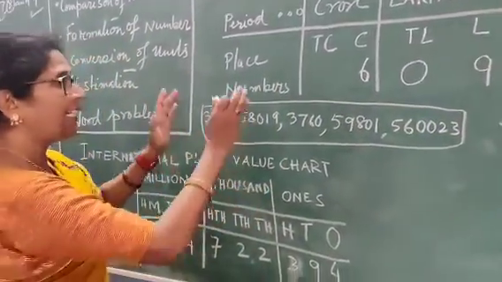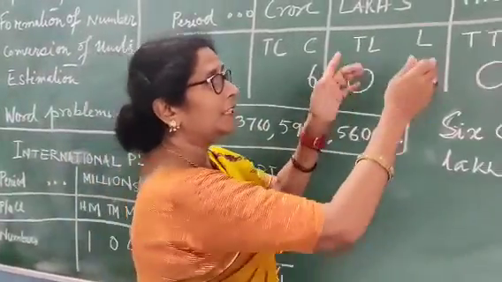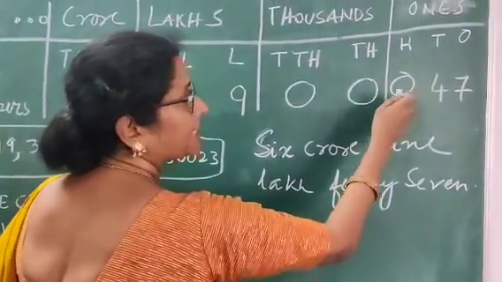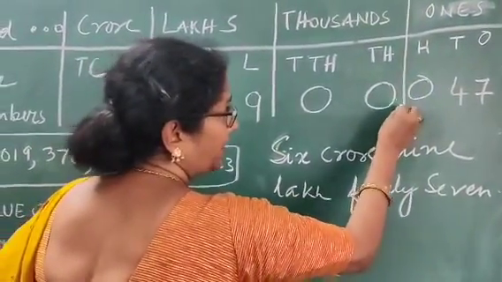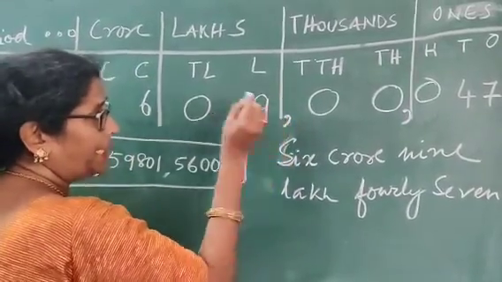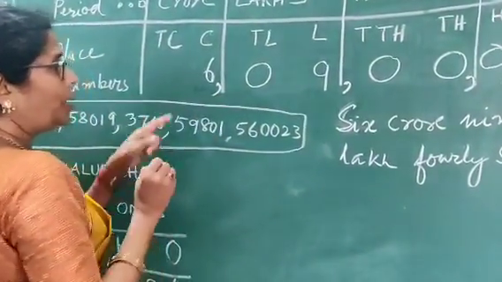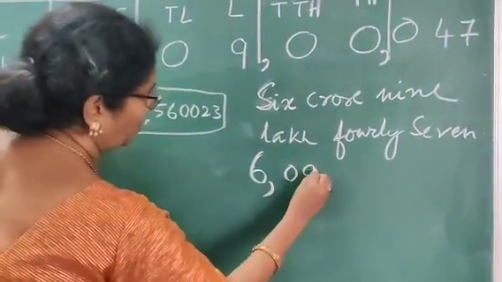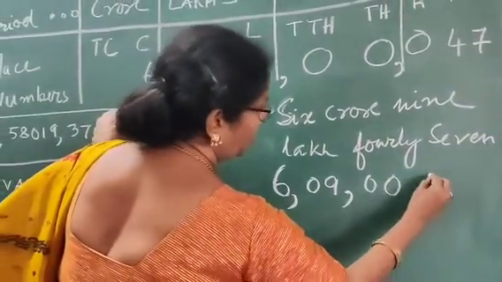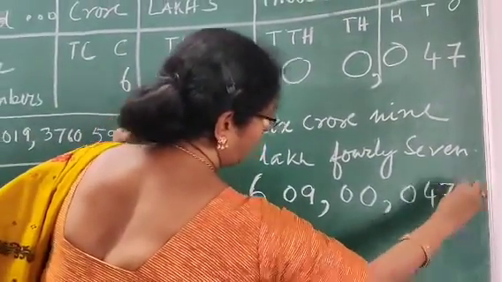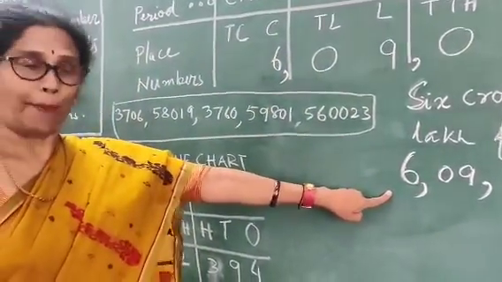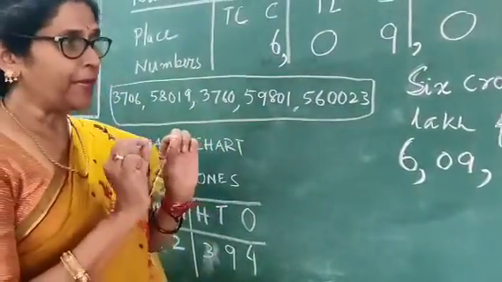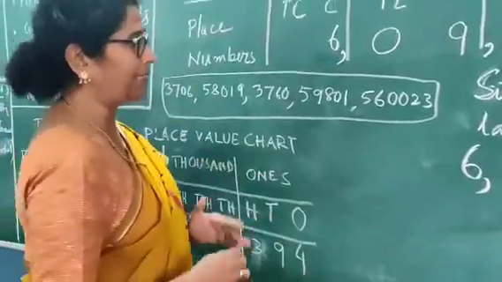So how to write in the Indian system? Now the question is where to use commas. After each period I have to put a comma. So when we are writing the number in figure, I have to put a comma: 6,09,00,047. So I have explained where to put commas. Now, either you can put a comma or you can give some space, but both methods are correct.